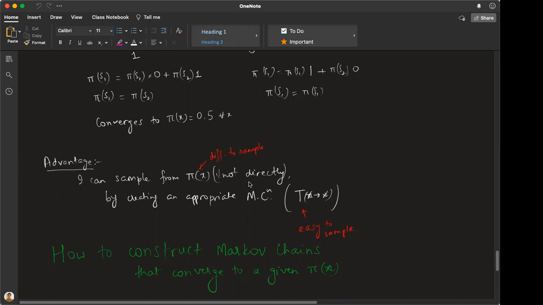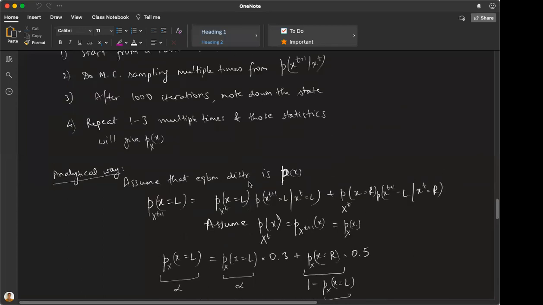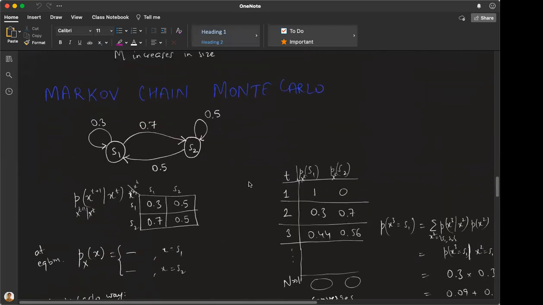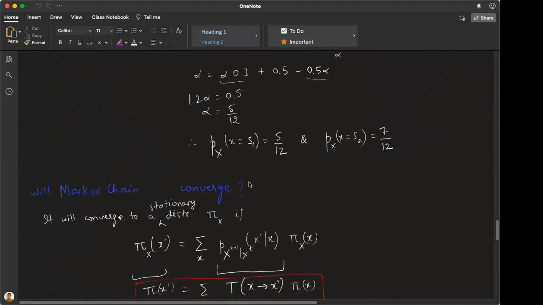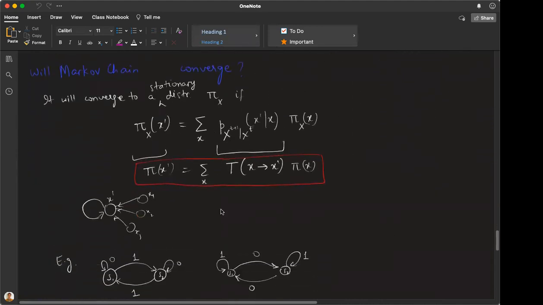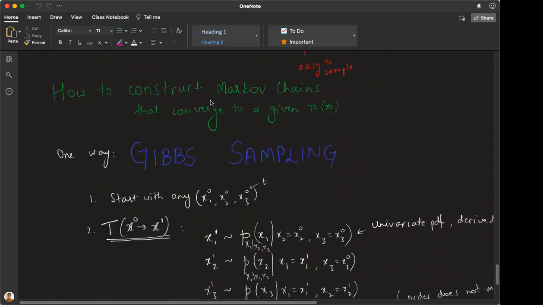So what we are saying is, given T(x), how do we estimate pi(x), or given transition probabilities, how do we estimate the state probabilities? This is what we saw here, and this relationship was obtained. Now the question is, given pi(x), how do we estimate T(x)? It turns out that there are multiple T(x) which are possible.